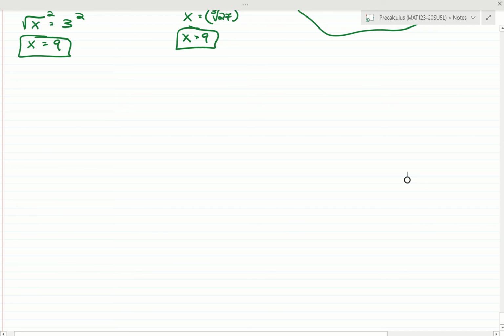Okay, so the next section we'll be talking about is section 4.3. In section 4.3, we'll be talking about logarithmic functions.